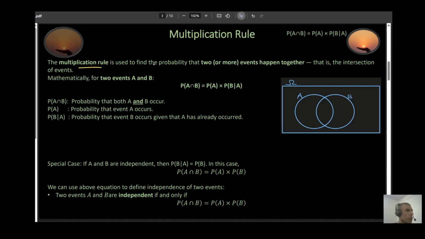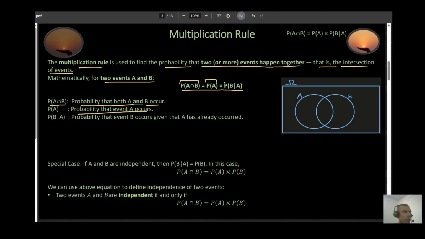Now, the multiplication rule is used to find the probability that two or more events happen together. That is the intersection of two events. Mathematically, for two events A and B, you use this expression to define probability of A and B. P of A intersection B is the probability that both A and B occur together. P of A means the probability that event A occurs. P of B given A means the probability that event B occurs given that A has already occurred.